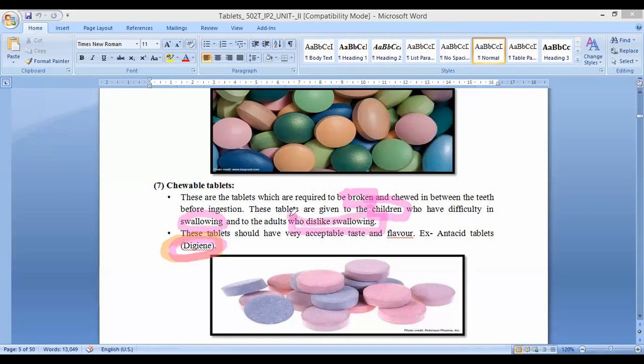So this is one of the advantages which chewable tablets give. This tablet should have a very acceptable taste and flavor, so that the palatability of the chewable tablet is good, as well as the compliance rate for the dose regimen will be more. And the classical example for chewable tablets includes antacid tablets such as Digene.